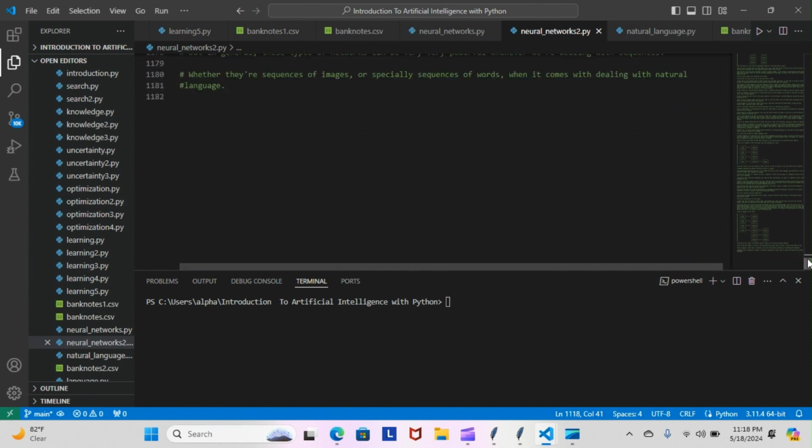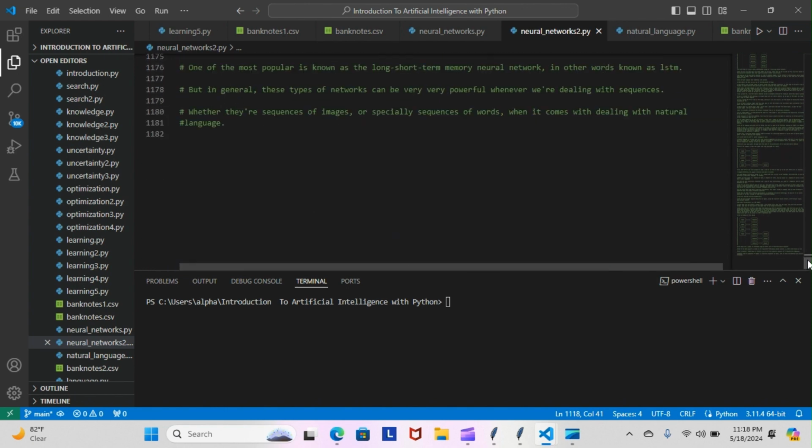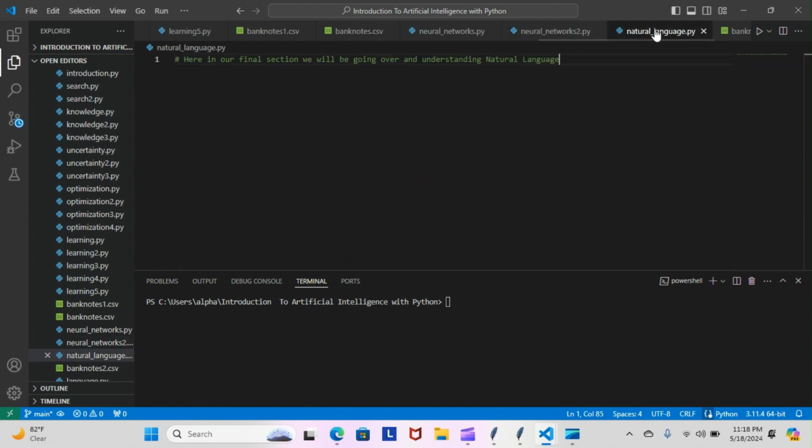Like I said, we did finish up this module finally. You can see we have 1,182 lines of code, and we are going to be starting our last module tomorrow, and that's going to be natural language.